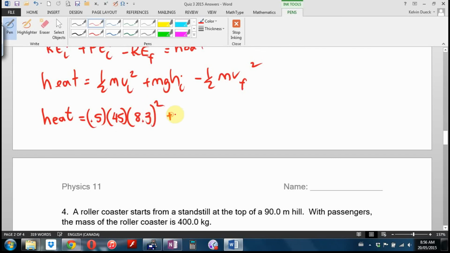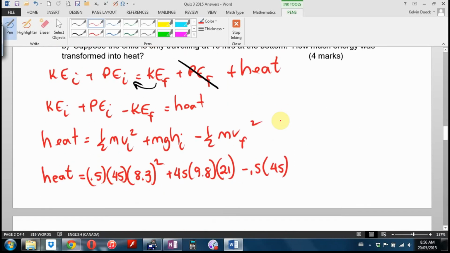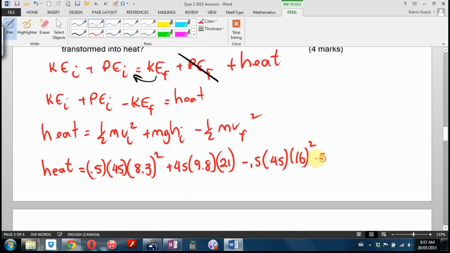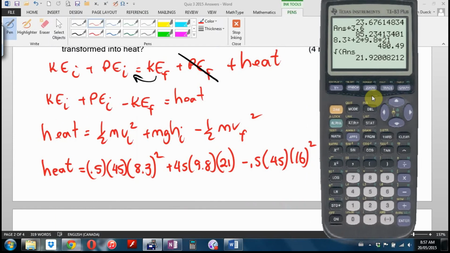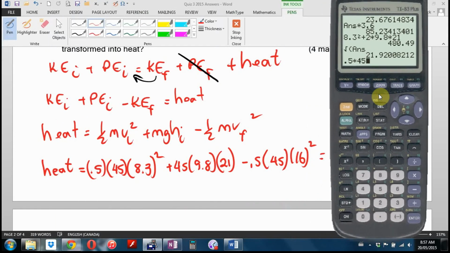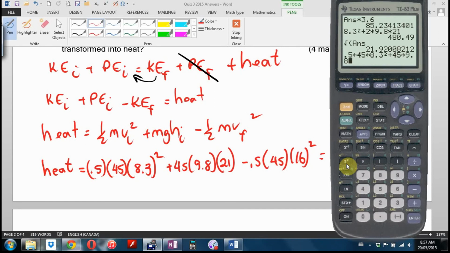0.5 times 45 times 8.3 squared plus 45 times 9.8 times 21. What was the initial height? 21. And then minus a half, 45, 16. Okay, now it's plug and chug. There's how much energy you start with, minus 0.5 times 45 times 16 squared. You'll lose that. You still have that much at the bottom.